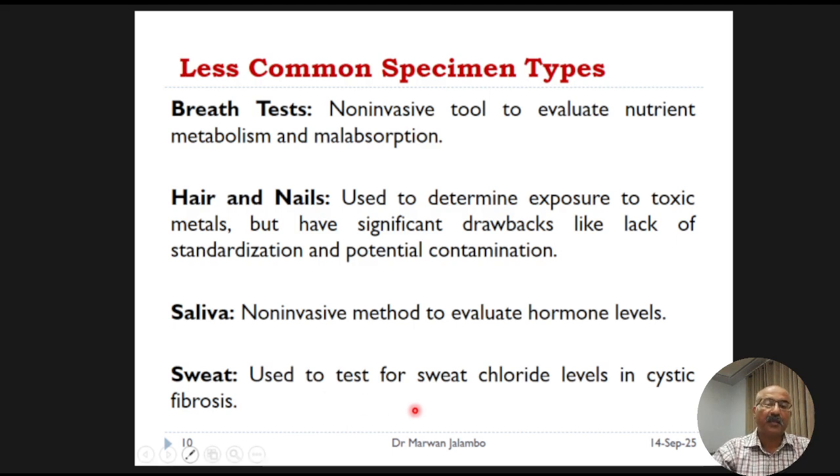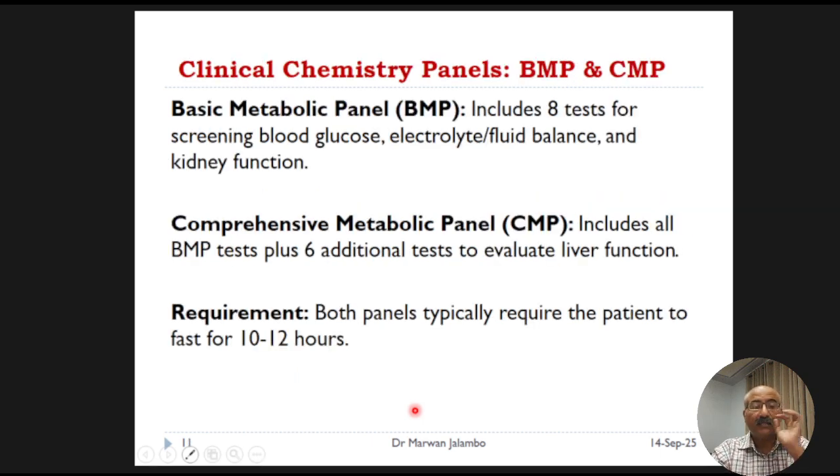Now, let's turn to the most common set of laboratory tests you will encounter: the clinical chemistry panel. In the clinical chemistry panel, there are the BMP and CMP. BMP, basic metabolic panel, and CMP, comprehensive metabolic panel. While the current practice is moving toward justifying each individual test, these are the two components, BMP and CMP.